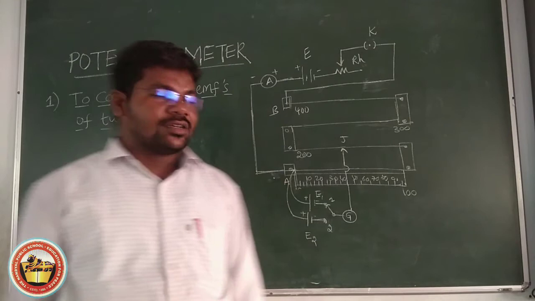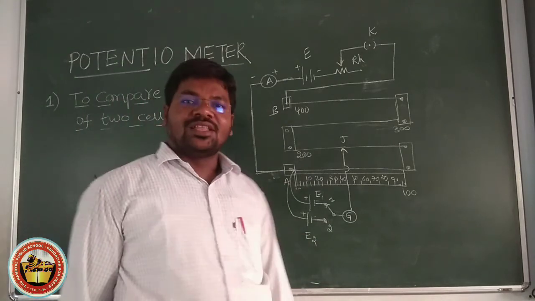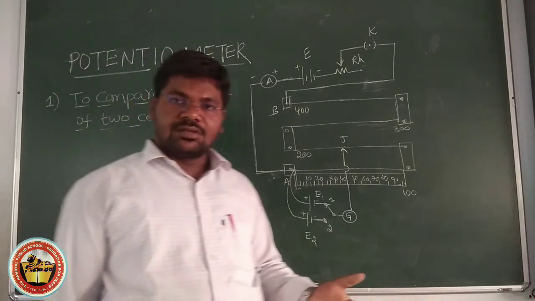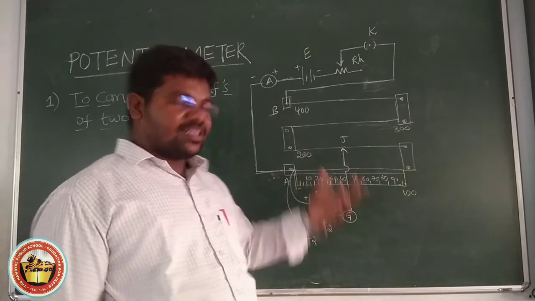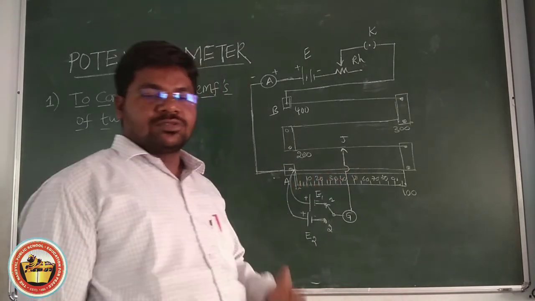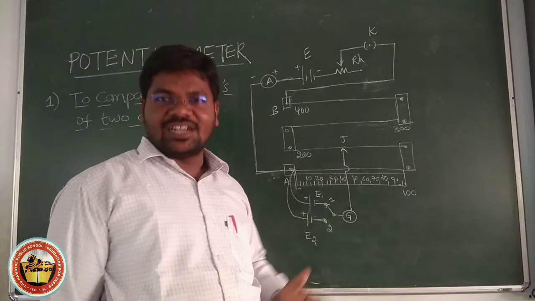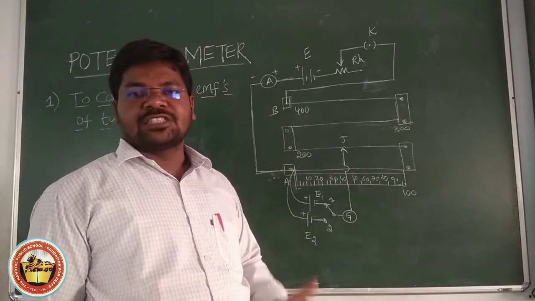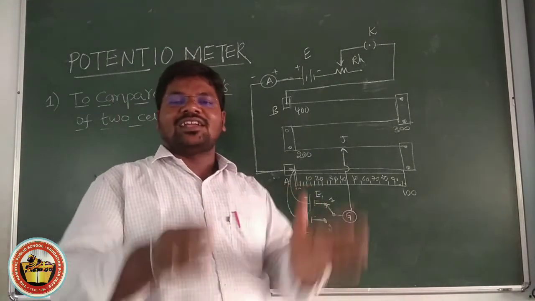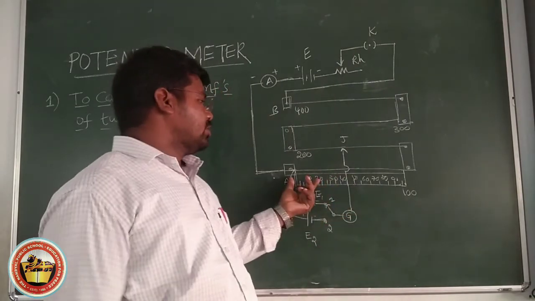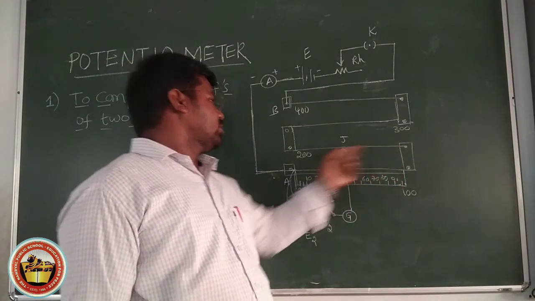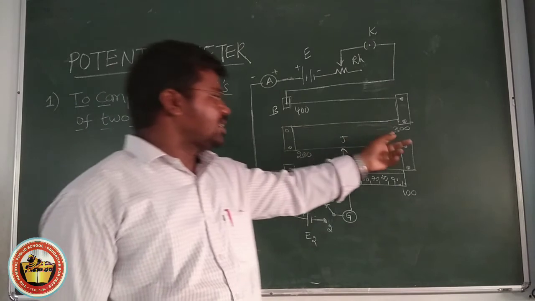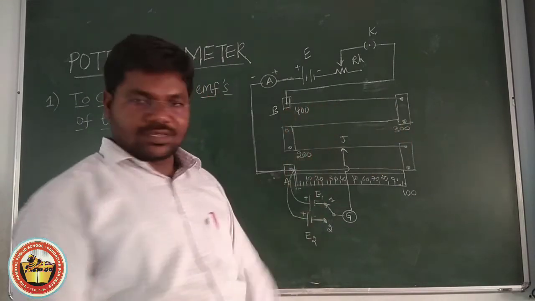So we know that this is a potentiometer. This potentiometer has a 400 centimeter length. In order to construct a wire of 400 centimeters, it is impossible, so that's why we can cut it into 100, 100, 100. So 0 to 100, 100 to 200, 200 to 300, 300 to 400.